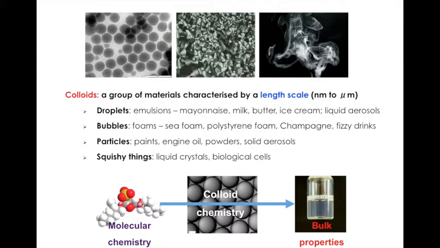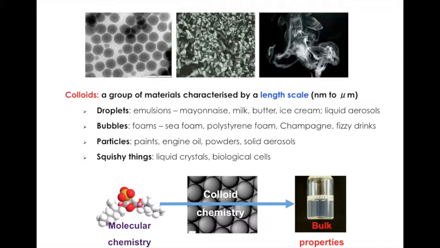Colloids are really a group of materials characterized by a length scale rather than by any other chemical or physical property, and that length scale is typically nanometers to microns. So you can think of them as the materials or the concepts that bridge molecular chemistry and bulk properties. So instead of interrogating a molecular or atomic bond length scale, or interrogating a large sample that's macroscopic and visible with the naked eye, colloid chemistry looks in the intermediate space, where we have very finely divided materials that have very high surface areas and thus different properties to both simple molecular solutions or bulk systems.